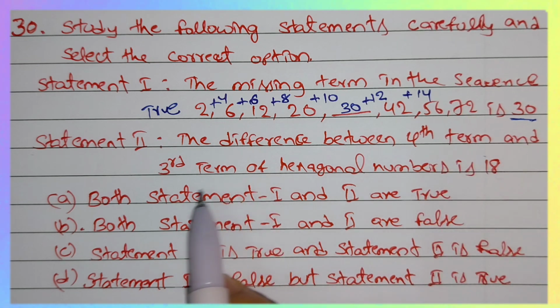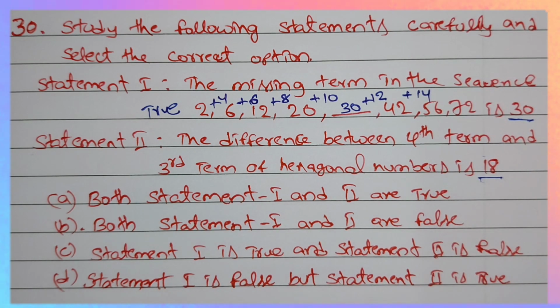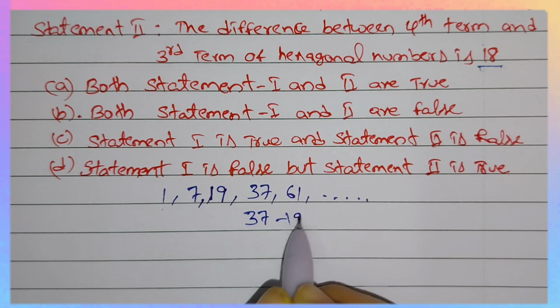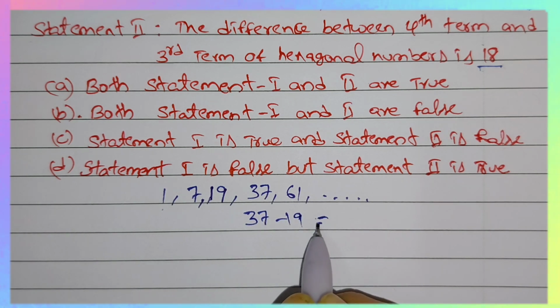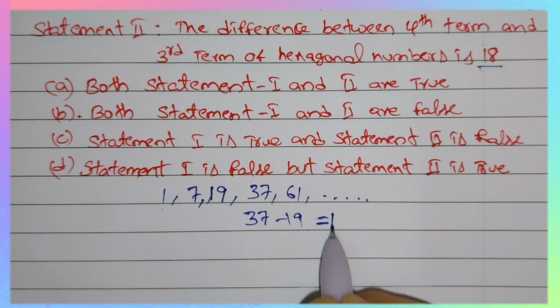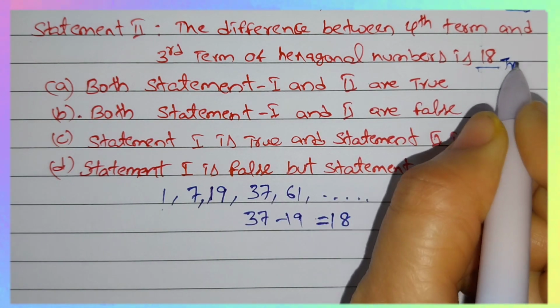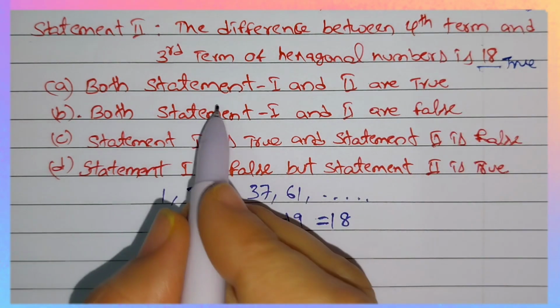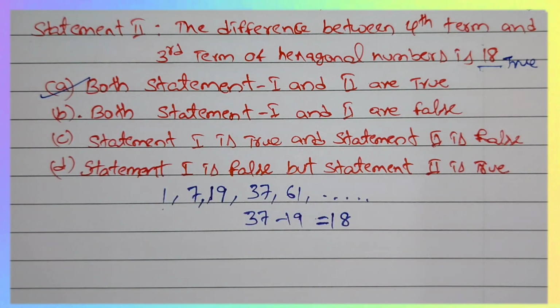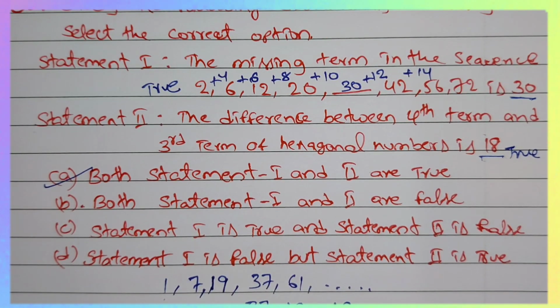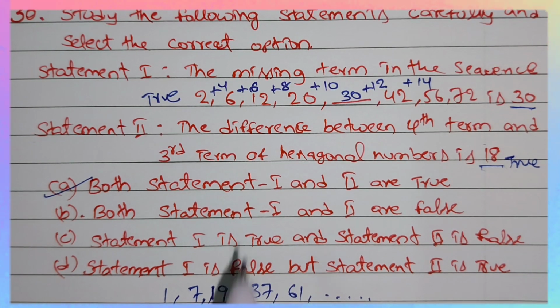Next, the difference between the fourth term and third term of hexagonal numbers is 18. What is hexagonal numbers? 1, 7, 19, 37, 61 and so on. 37 minus 19 equals 18, because they asked third term and fourth term difference. So the second statement is also true. The option A is correct. Both statement 1 and statement 2 are true.